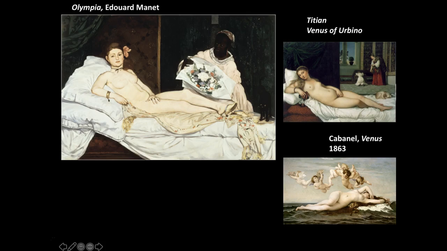Another contrast is that in Titian's piece there's a sleeping dog, and we know that the sleeping dog is supposed to be a symbol of fidelity or faithfulness, whereas Manet has a black cat right here, and this cat is even arching his back, and that's considered a symbol of lust.